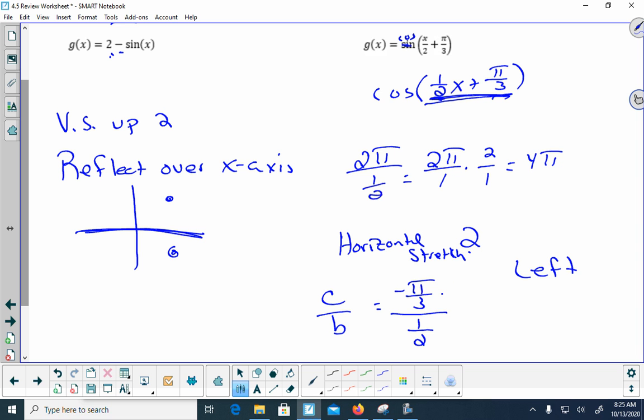So when I do this, I'm going to end up multiplying by the reciprocal. So I'm going to go to the left, negative 2 pi over 3. Remember, horizontal changes are opposite of what you see.